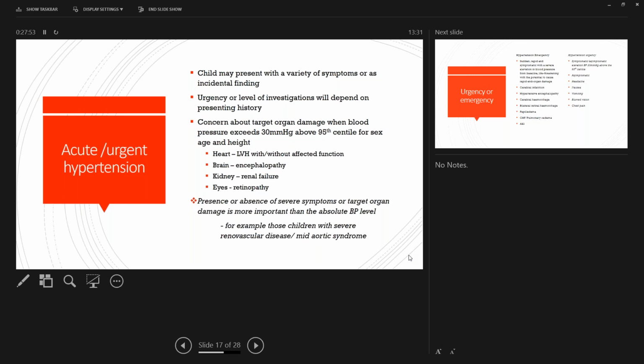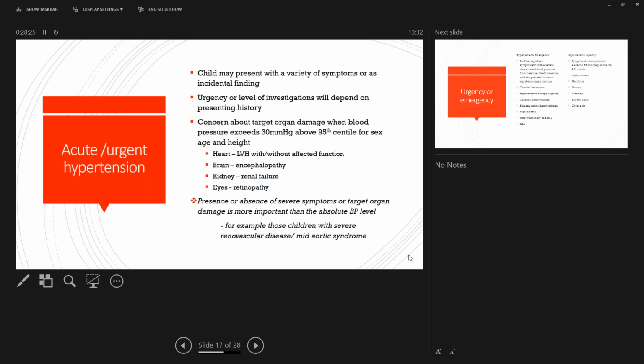When blood pressure exceeds 30 millimeters of mercury above their 90th percentile systolic, you want to be looking at end organ damage for the following. For your heart, have they got left ventricular hypertrophy on echo with or without affected function? Brain, have they got signs of encephalopathy? Kidneys, do they have renal failure or a late stage, so stage 3 onwards, of AKI? Or their eyes, do they have any retinopathy?